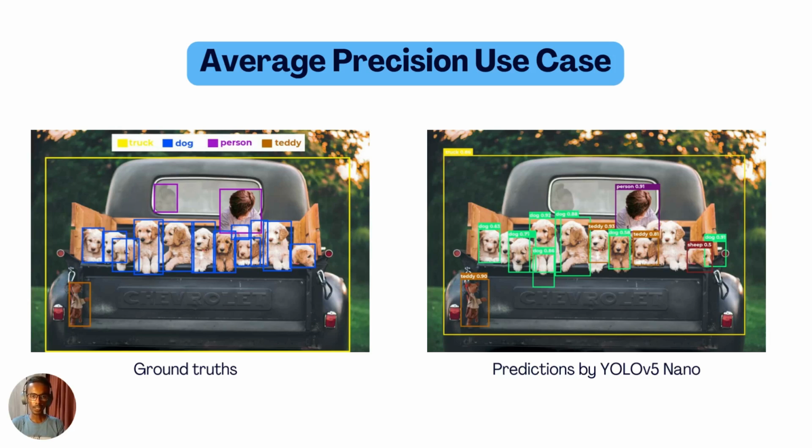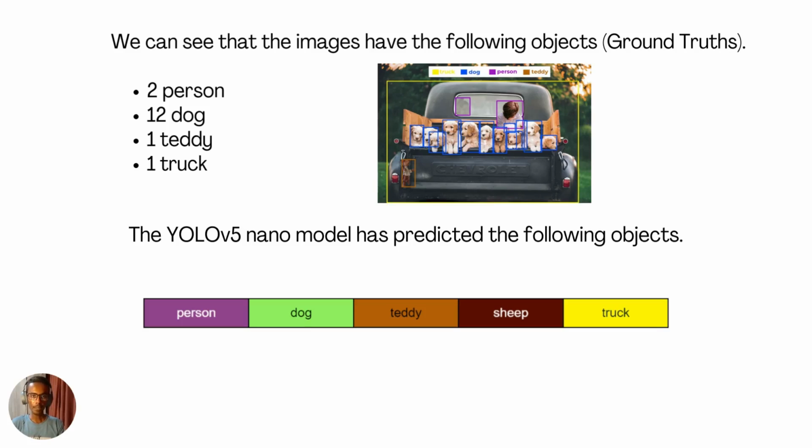These are the objects that are labeled as ground truths. On the prediction given by the model on the right side, we can see some of the predictions for the dogs are not correct. Some of them are given as a sheep, and some of the predictions might not be the same as the ground truth objects. So we can see that the image has the following objects: 2 people, 12 dogs, 1 teddy bear, and 1 truck. And the YOLO V5 nano model has predicted the following objects: the person, the dog, the teddy bear, the sheep, and the truck.